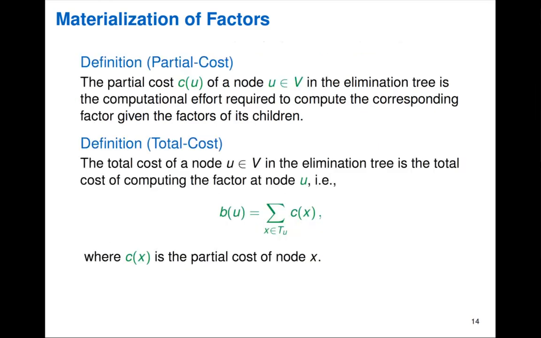To formalize how much savings we can obtain thanks to such materialization, we need to define the computational cost of the operations performed during variable elimination. We first define partial cost to denote the computational effort required to compute the corresponding factor given the factors of its children. We can also define the total cost at node U as the computational effort it takes to compute the corresponding factor at node U from the start of the variable elimination.